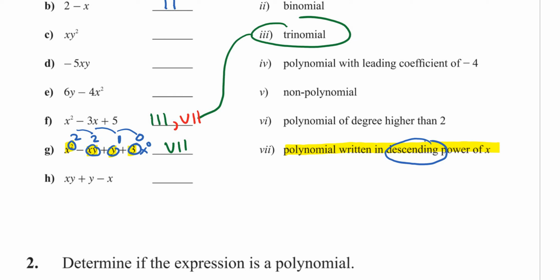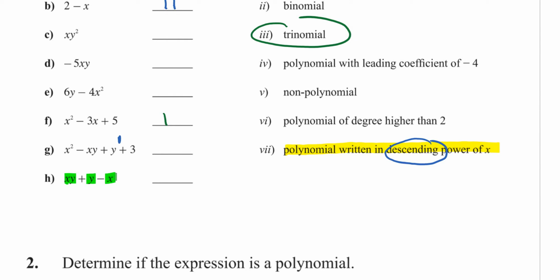That fits in option number 7 there. And finally, the last one here, I have 3 terms, 1, 2, 3, so if I have 3 terms, it's simply going to be a trinomial.